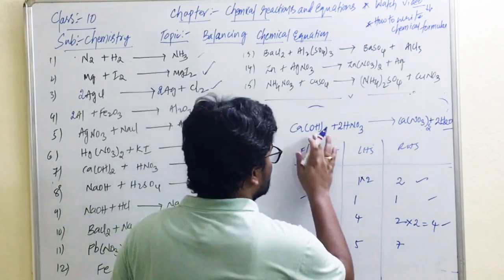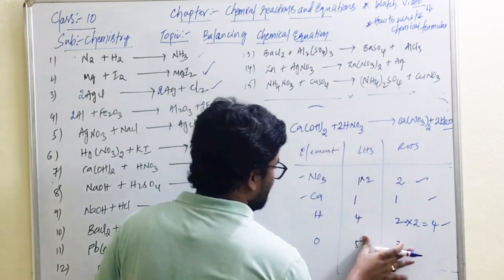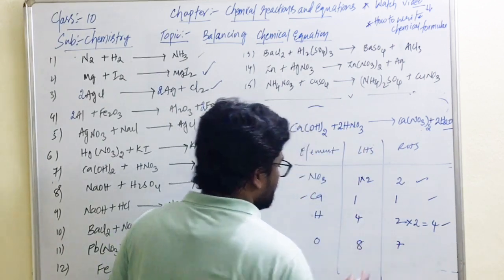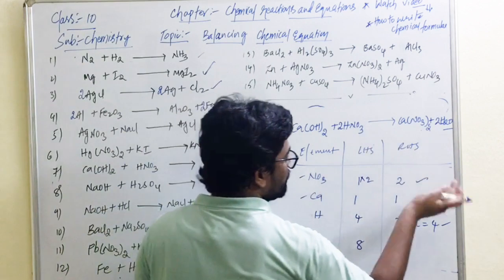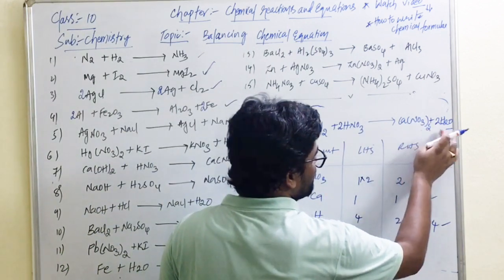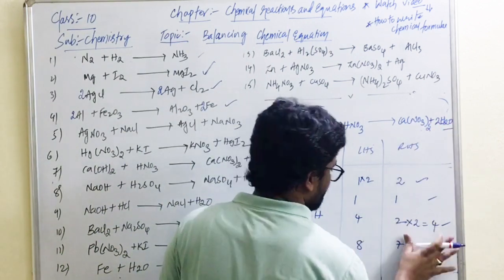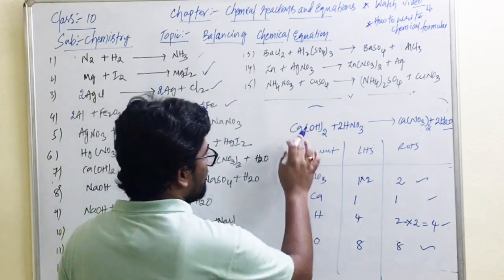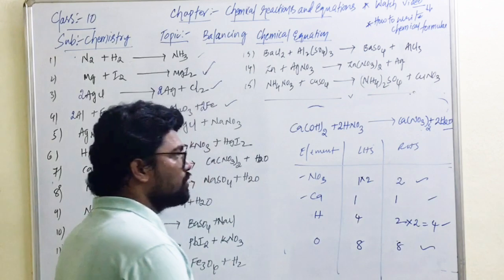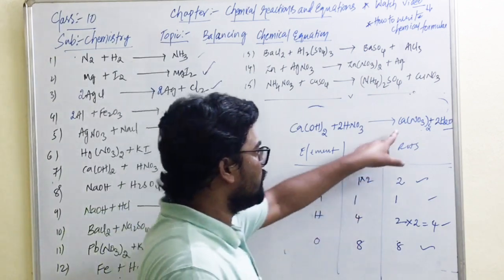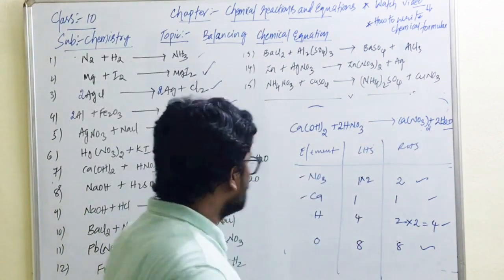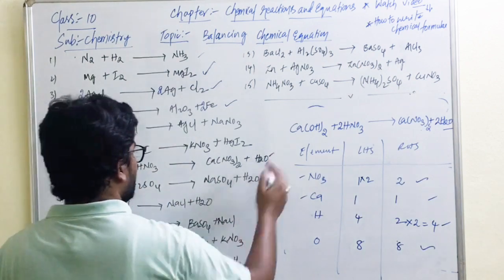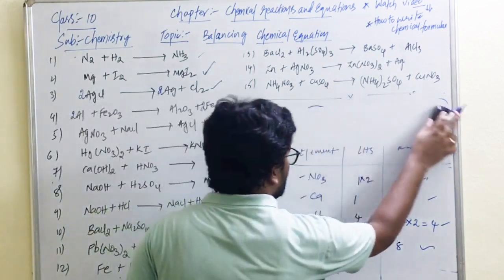Now oxygens are 2 plus 6, 8 on the left hand side. Okay, now let us look at how many oxygens are present here: 3 twos are 6 plus 2 ones are 2, 6 plus 2, 8. Hydrogens are balanced. So our balanced equation is Ca(OH)2 plus 2HNO3 gives rise to Ca(NO3)2 plus 2H2O. Is it clear, student? Yes. Now let us look into the next example.